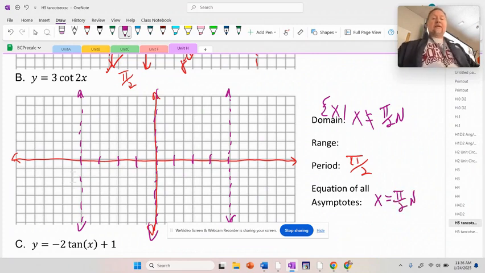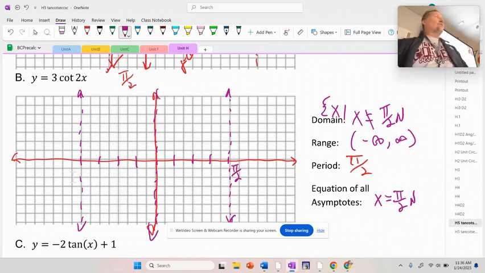I plug in 0, I get x equals 0. I plug in 1, I get the period, and that's where the next asymptote is. Range, fine. Let's get it out of the way: negative infinity to infinity. Okay, here we go. Fraction time, boys and girls. What's pi over 2, half of that? What's that answer right in the middle? Pi over 4. What's half of pi over 4?